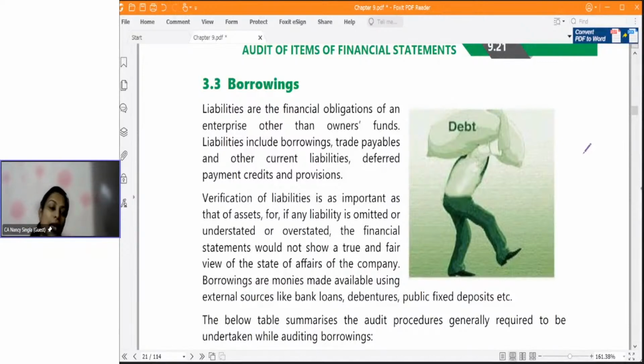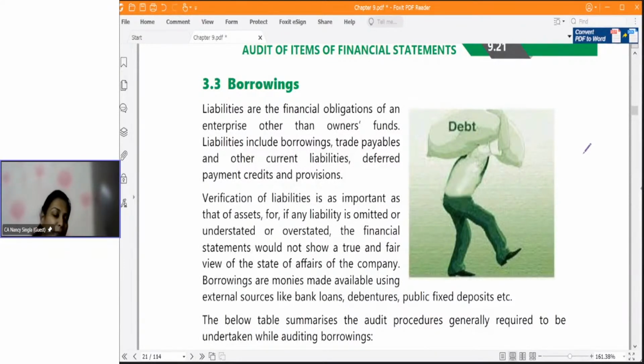Okay? Now tell me, students, a very general discussion. If I ask you to verify the borrowings of A Limited, just imagine that on the liability side, the company has mentioned the borrowings, like long-term loans, let's say, of 10 CR. Tell me, what all documents come to your mind that you as an auditor will verify?